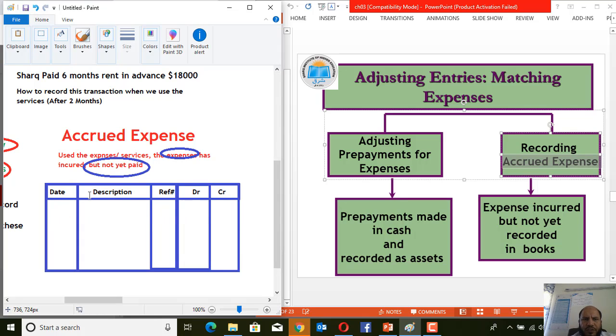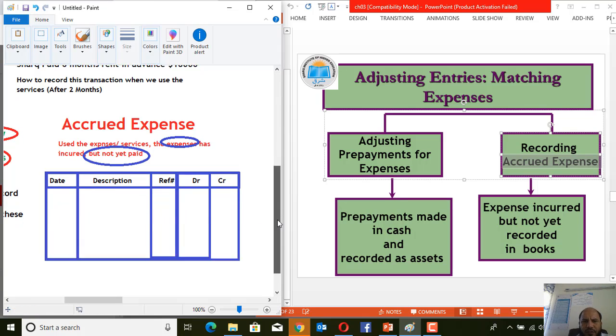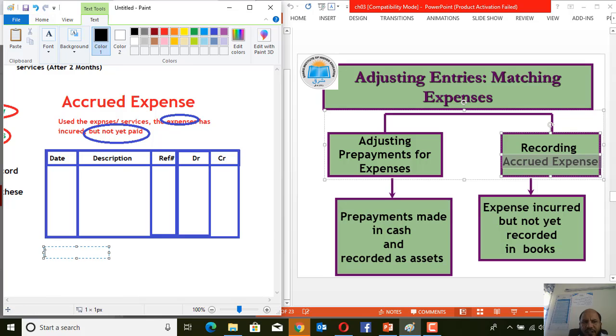Okay, dear students, consider an example. For example, Sharq used electricity for 60,000 AFN but has not yet paid.